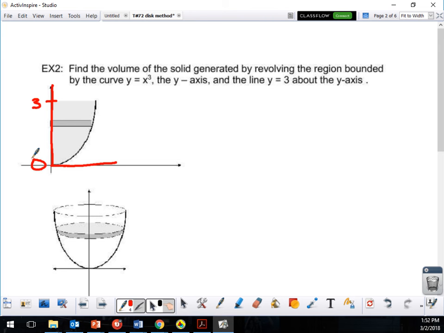Okay, so now if I'm doing this with respect to y, we gotta solve. We have to get x by itself, which is just the cubed root of y, or I could just say x equals y to the 1/3.